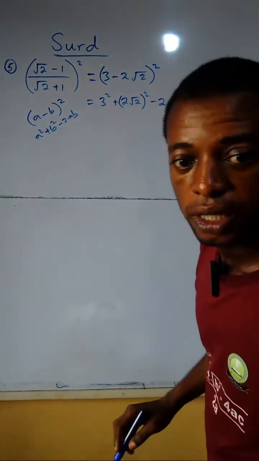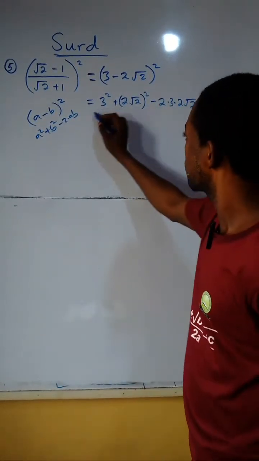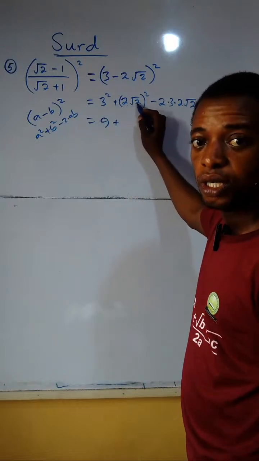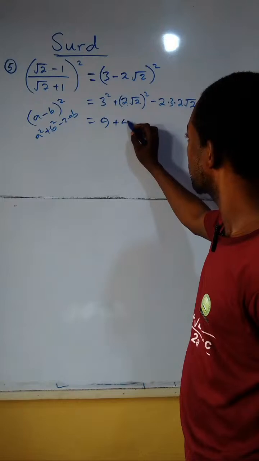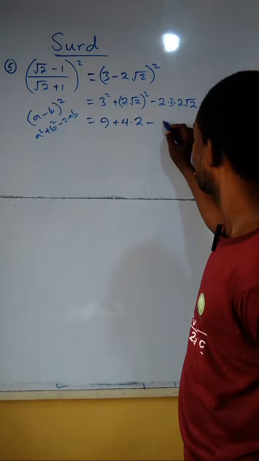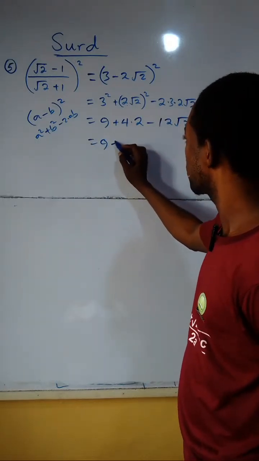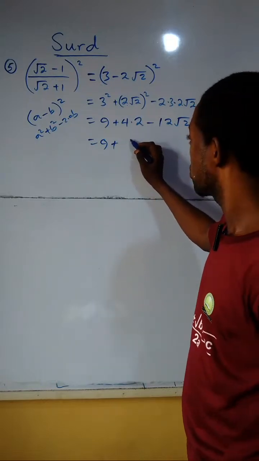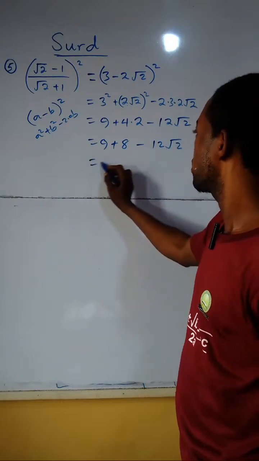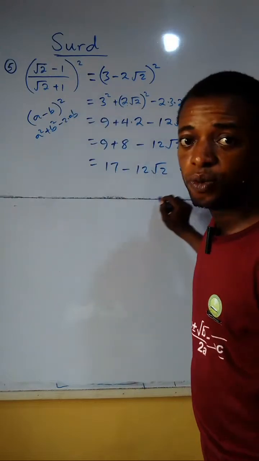Now, adding this up, we have 3 squared, that's 9, then plus the square affects 2, and also affects root 2, so that's 4 times 2 here, then minus 2 times 3, that's 6 times 2, that's 12, 12 root 2. So this becomes 9 plus 4 times 2, that's 8, then minus 12 root 2. And here we have 17 minus 12 root 2. So the solution to this particular problem is this.